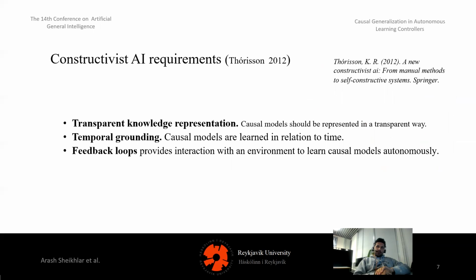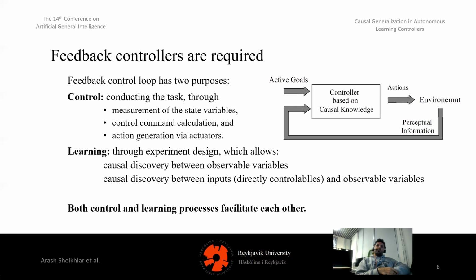Constructivist AI has multiple requirements. Here we are focused on three of them. First, causal models should be represented in a transparent way. Second, these causal knowledge representations must be formed in relation to time, and they need to be temporal. Third, feedback loops are essential for interaction with the environment. In fact, to apply strategic causal interventions, we need feedback control. And by feedback, the agent can observe how exactly the current state of a process changes by taking every single action. So feedback is not only useful for the control of a process, but also it's useful for learning the causal models of a dynamical environment.